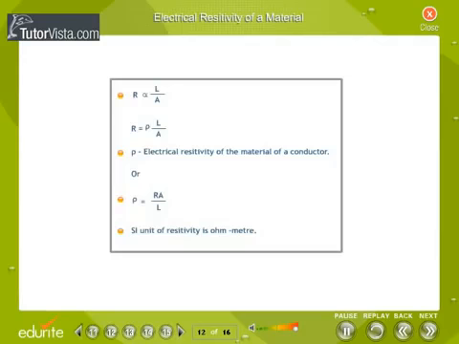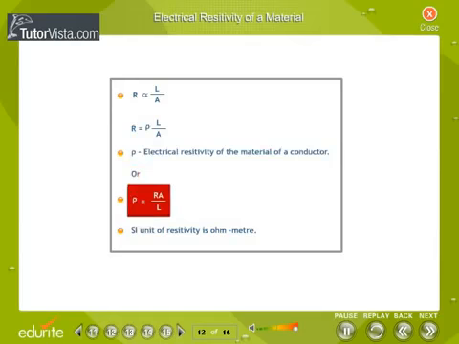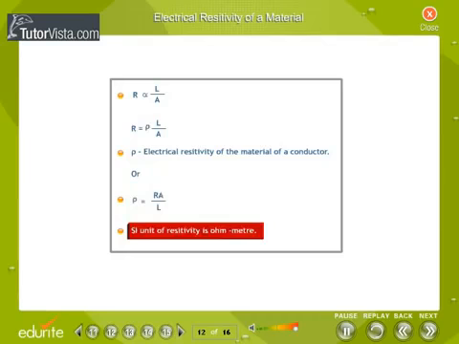Electrical resistivity of a material. Precise measurements have shown that resistance of a uniform metallic conductor is directly proportional to its length L and inversely proportional to the area of cross-section A. That is, R is directly proportional to L by A, or R is equal to rho L by A, where rho is the constant of proportionality and is commonly known as the electrical resistivity of the material of a conductor, or rho is equal to RA by L. SI unit of resistivity is ohm meter.